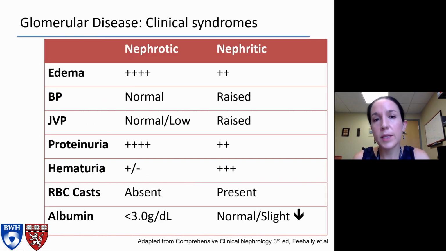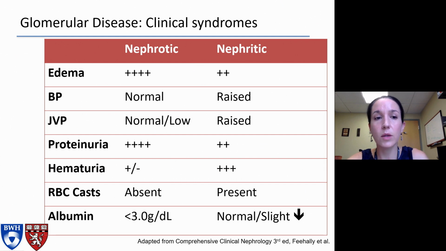So clinically, we see these are very different. Those patients that present with nephrotic syndrome have a lot of edema. Their blood pressure and JVP tend to be on the normal side. They obviously have heavy proteinuria by definition. They may or may not have hematuria. Red cell casts tend to be absent, and there's hypoalbuminemia.